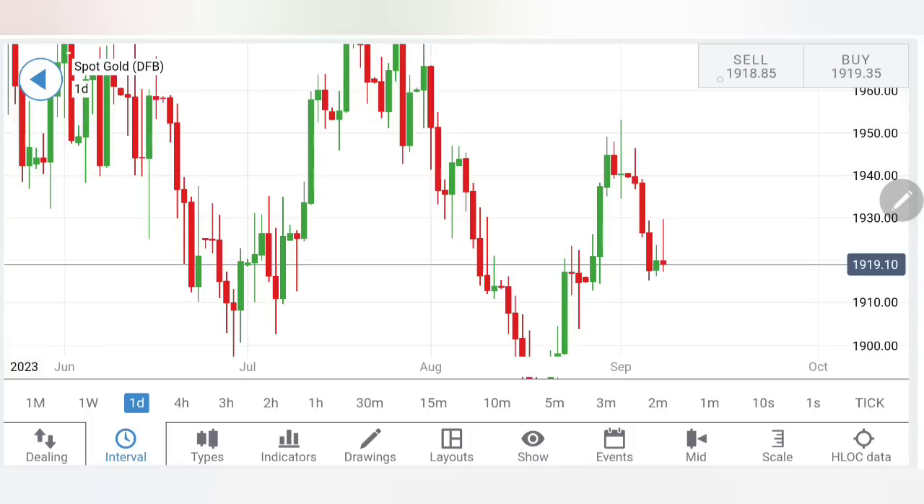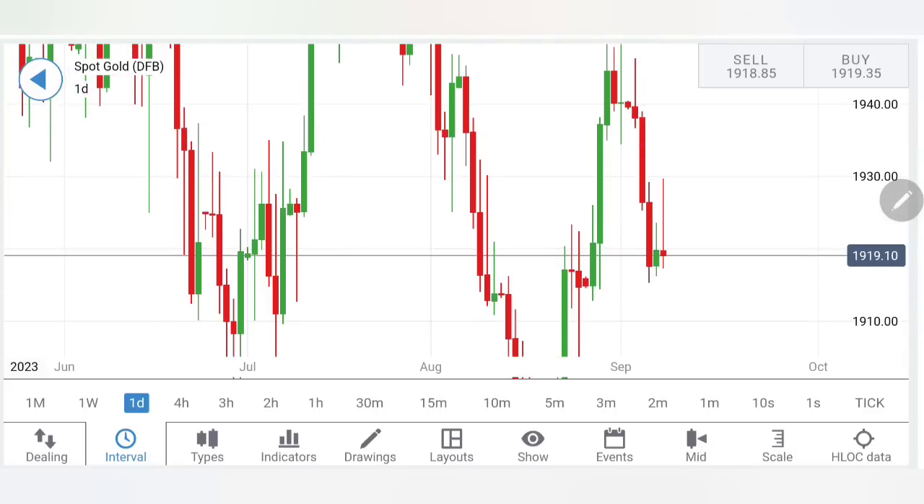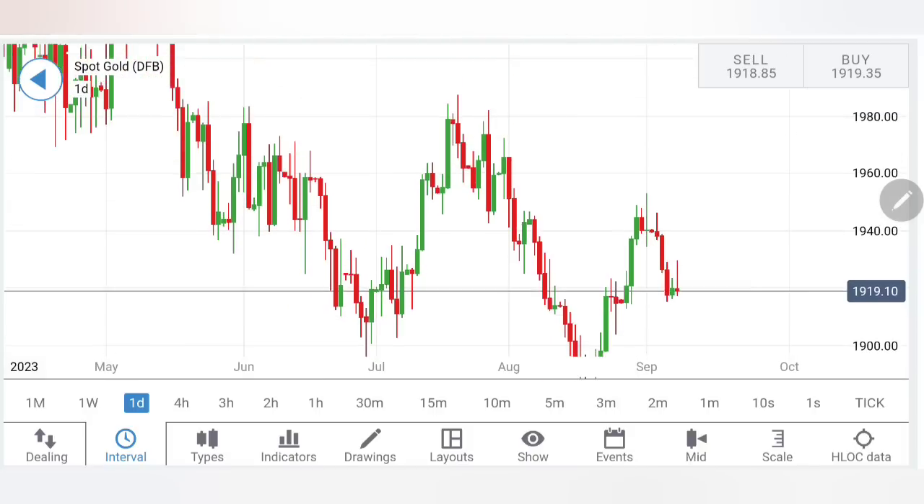With that, let's start. First, let's have a look at the daily charts. On the daily charts, one important observation is the support which gold is looking at right now. 1915 definitely is a great support which gold is looking forward to. You can see this was a consolidation zone from which gold has started to rise.